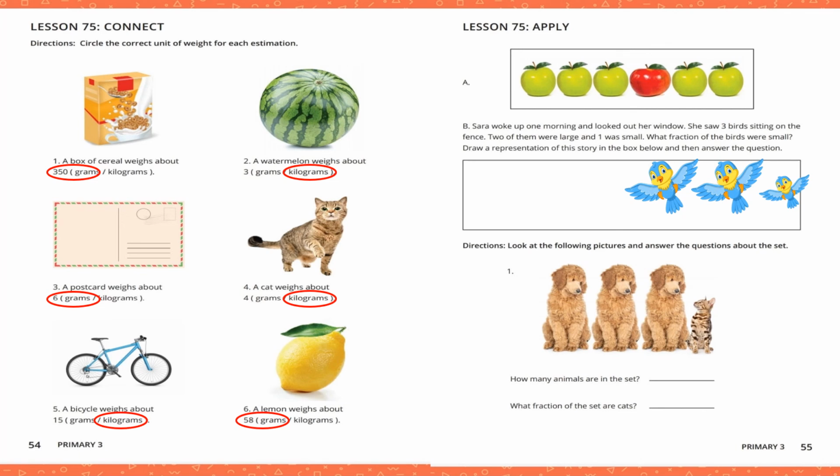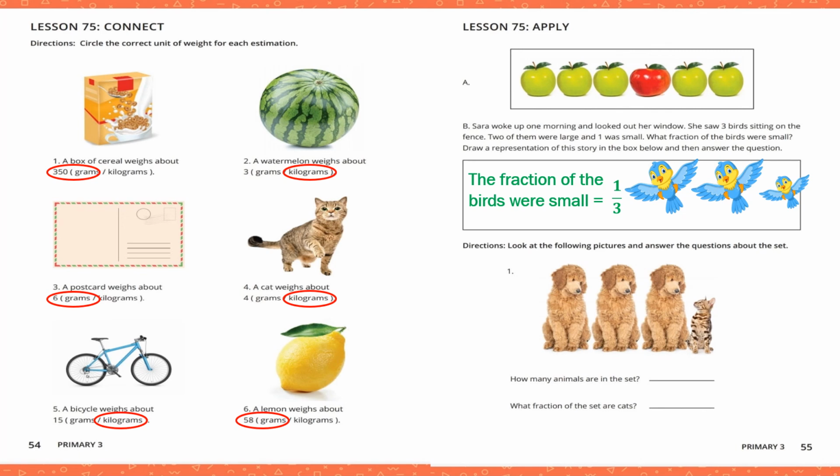So the total birds are 3, and the total we write down in the denominator. And the fraction of the small only is 1. 1 over 3. 1 small bird out of 3 birds. Okay.